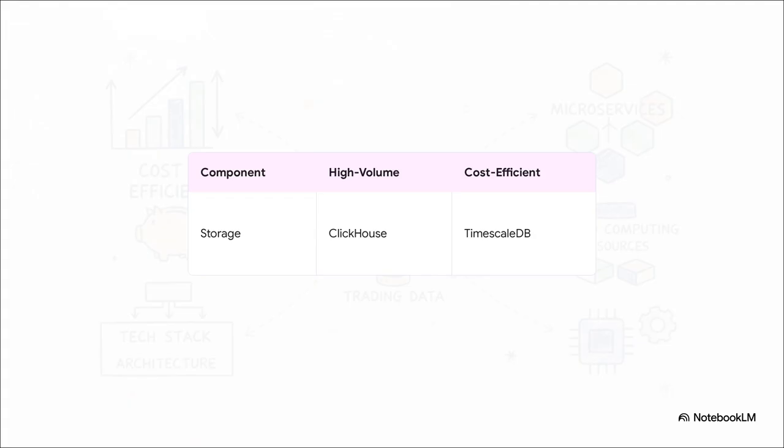TimescaleDB is essentially Postgres, which, let's be real, most developer teams already know inside and out, but it's strapped with time series superpowers. It is open source, it totally avoids the massive costs of those proprietary platforms, and the best part is you can easily run a standard Postgres database right alongside it for your everyday transactional data, things like user accounts and order history.